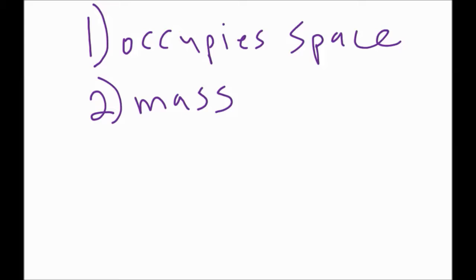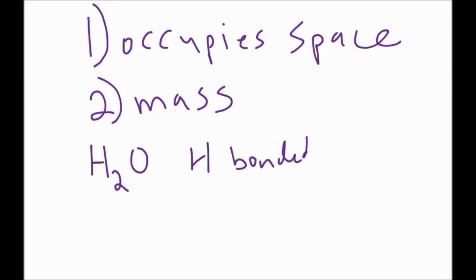Compounds is the next word on your list, and compounds are just atoms of different elements that are chemically combined. For example, water is considered a compound. It has hydrogen atoms bonded to oxygen atoms, so that's why it's a compound. Again, two or more different atoms that are chemically combined.